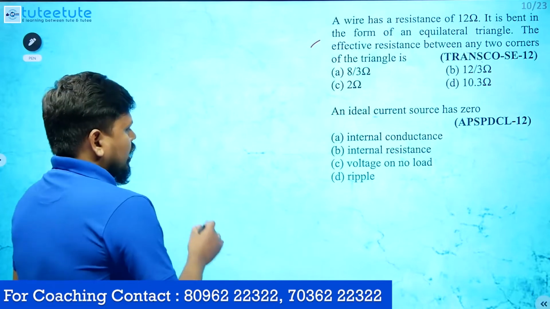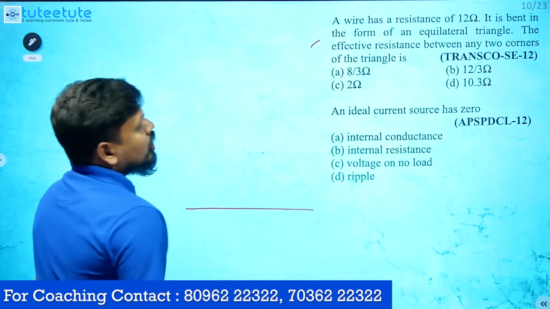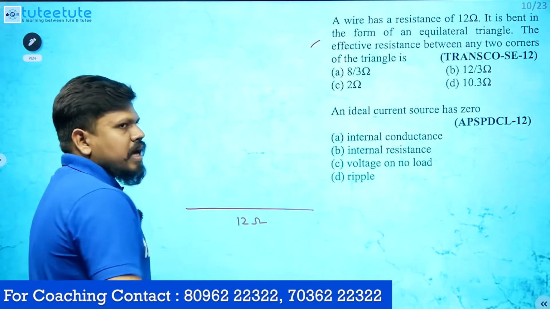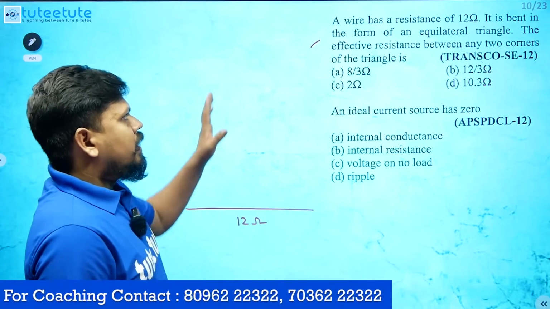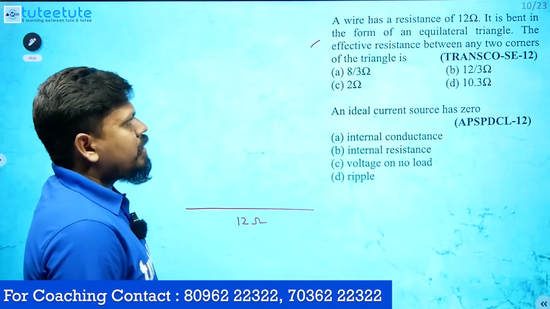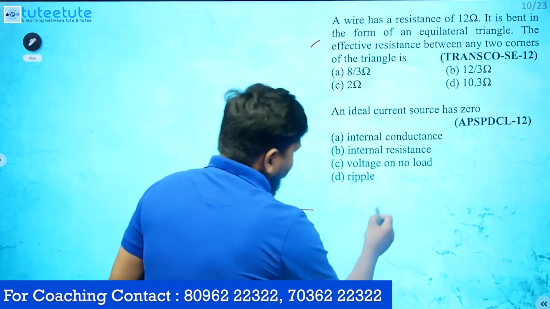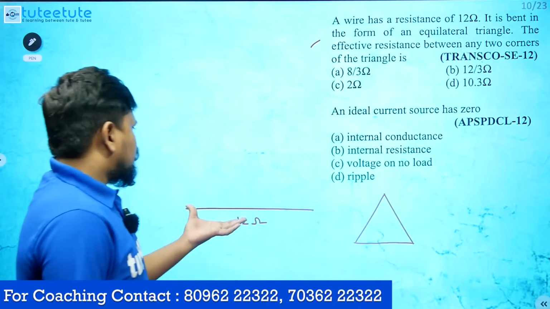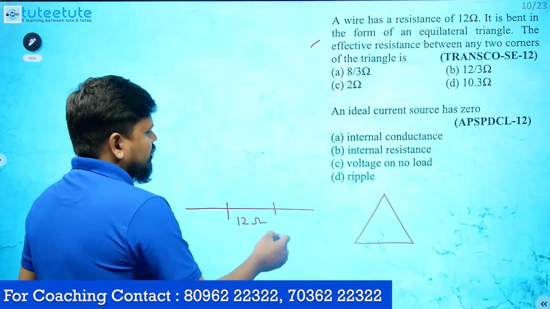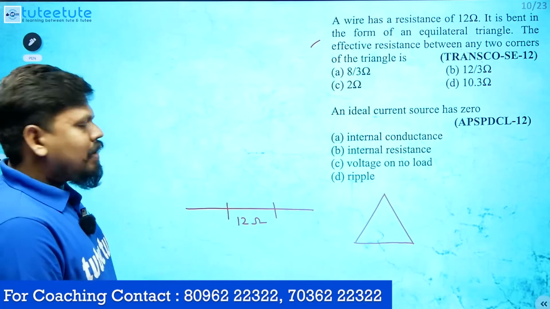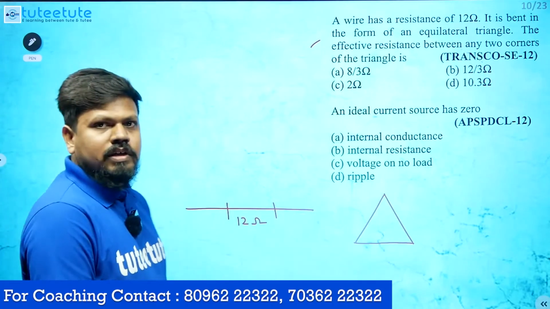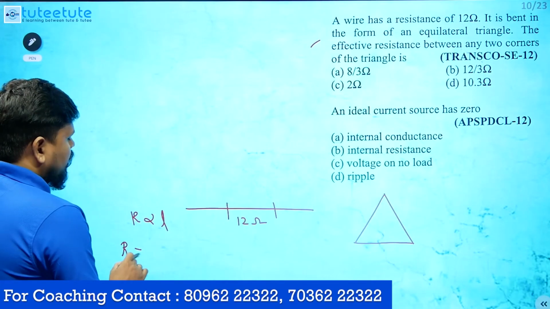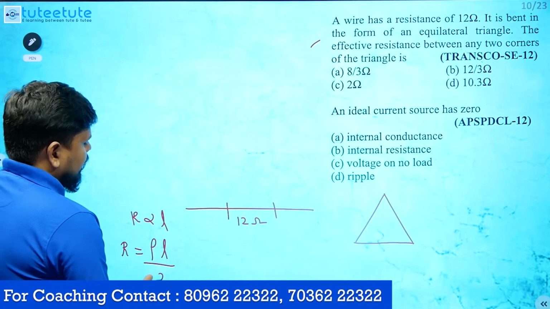So what they have given: a wire is having how much resistance? 12 ohms of resistance. This is the actual wire. What they did is bend it in the form of an equilateral triangle. If it has been bent like this, the entire length becomes L by 3, L by 3, L by 3, right? Resistance is proportional to L. Otherwise, you know the formula, R equals rho L divided by A.